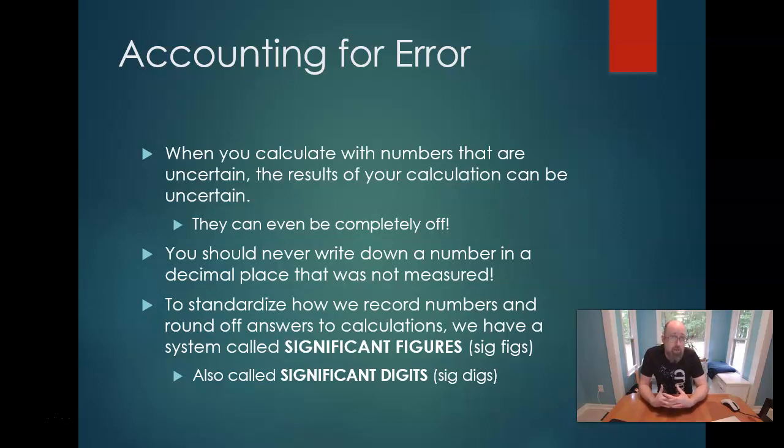The other term is significant digits. They're interchangeable, and I use both of those terms as we go through, so I want to make sure you understand them both. Significant figures is often abbreviated sig figs, which I use as a shortcut. If I say significant digits, it's abbreviated sig digs. Same idea. All right, so significant figures is a way of counting the correct number of digits in a measurement and then applying that to your answers when you calculate. So after a calculation, you can round off to the correct number of digits if you follow the system.